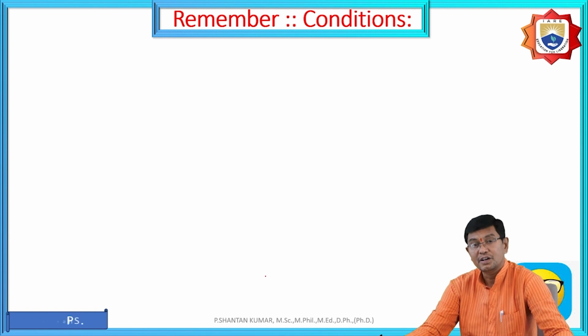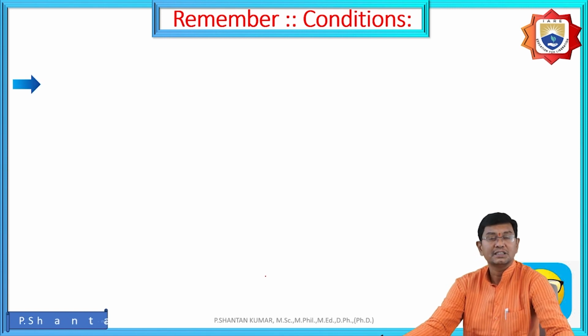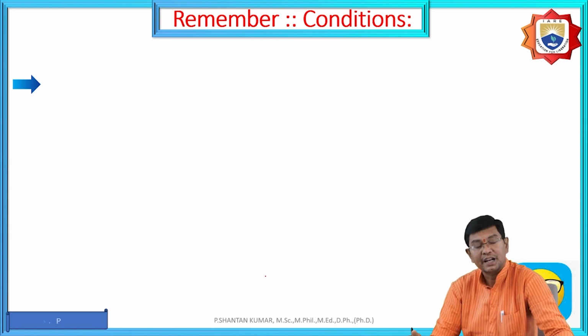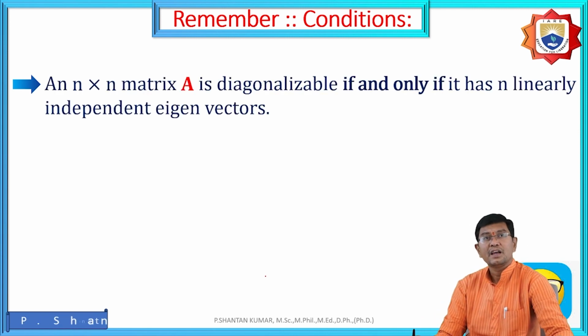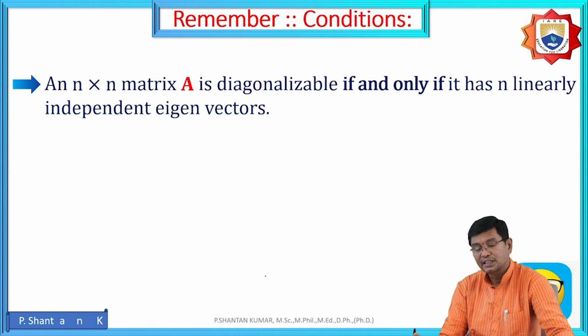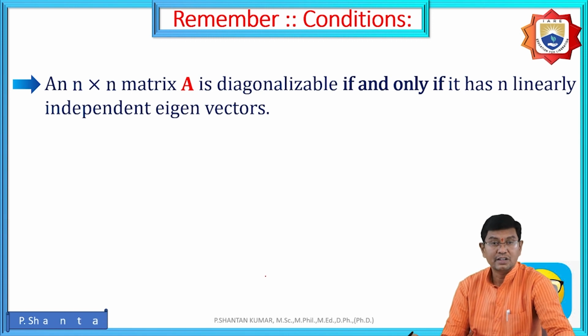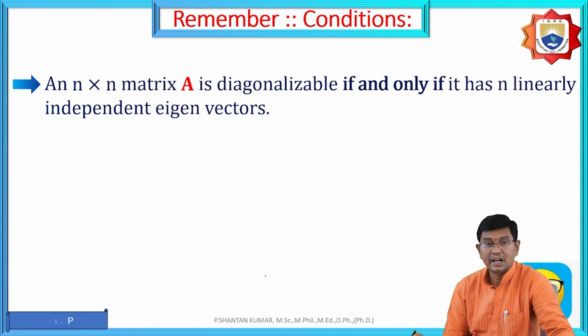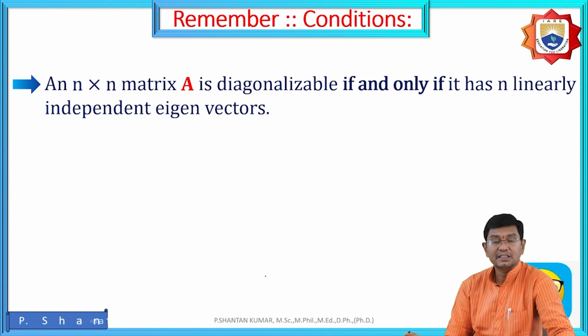And here we need to remember the conditions. What are the conditions we need to remember under the diagonalization of a matrix? First, when is an n by n matrix A diagonalizable? That means when diagonalization is possible. Every matrix is not diagonalizable, that is not like that. Based upon this remark, we need to remember the conditions.